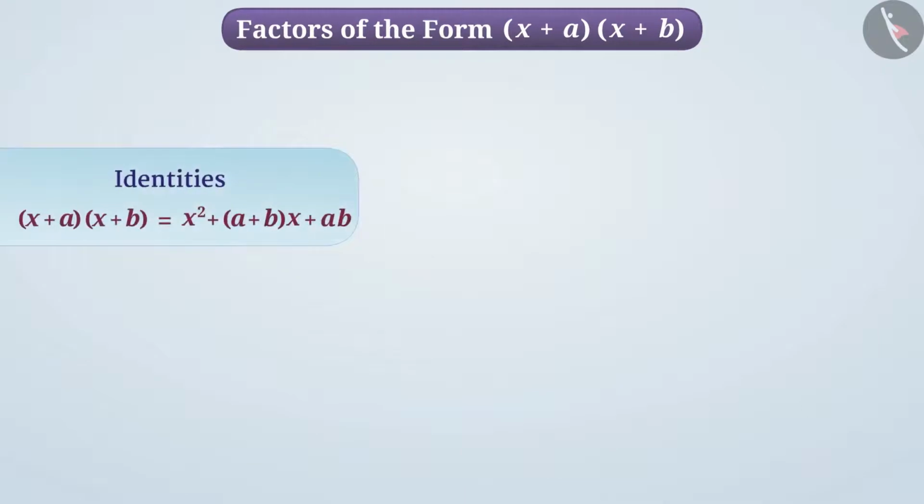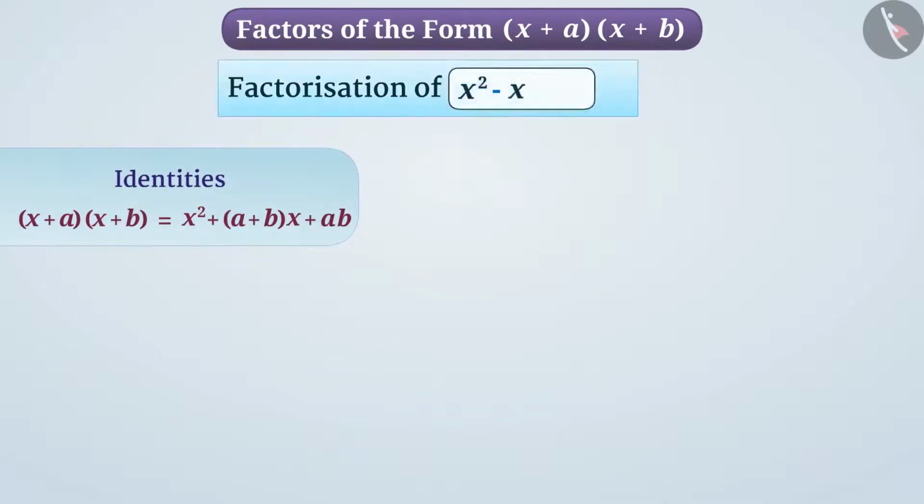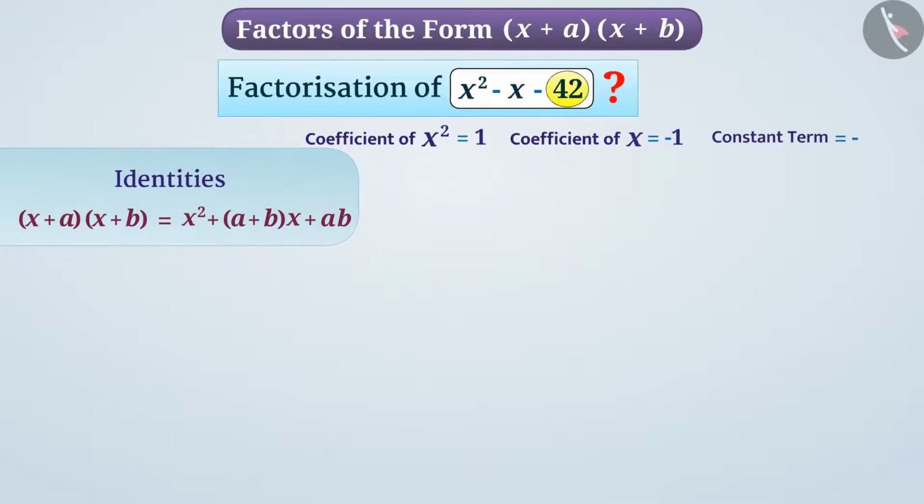So, can you tell me how we can factorize x square minus x minus 42? Pause the video and try it. Let me tell you, here the coefficient of x square is 1, the coefficient of x is minus 1, and the constant is minus 42.